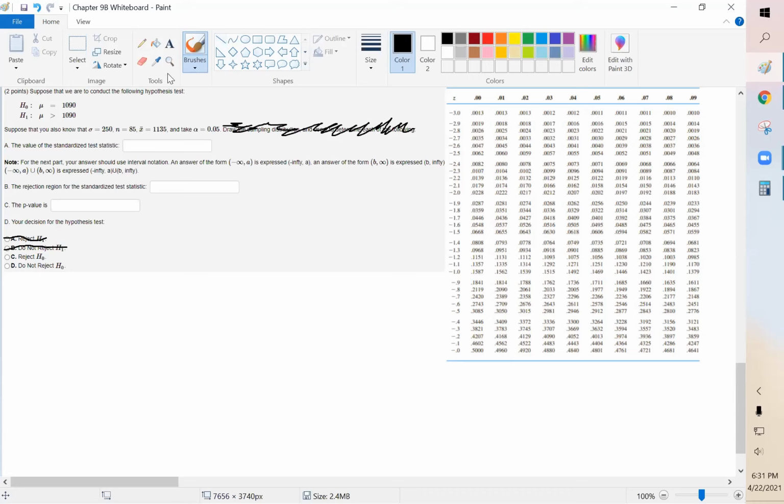All right, let's go over the answers. So we start off with our test statistic. Whether or not it's one tail or two tail doesn't matter. Test statistic always starts out the same way. We have our X bar, which is 1135, minus our mu naught, which is 1090. And we divide by our standard deviation of 250 over the square root of 85.